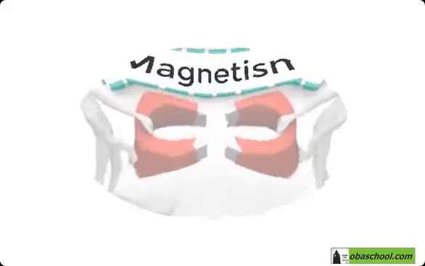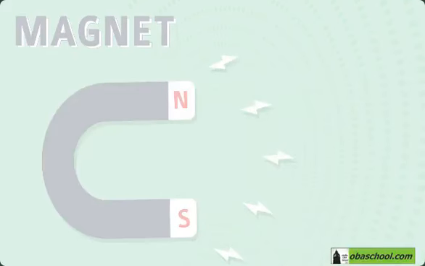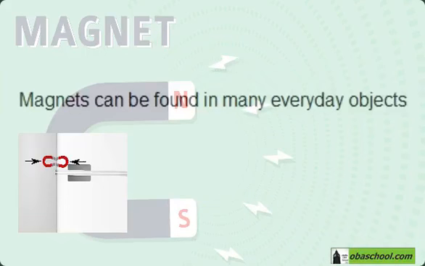Hi! In this video, we will start a new chapter about magnetism. We've all heard about magnets. These magnets can be found in many everyday objects. For example, refrigerator doors have magnetic strips on them to keep them closed.